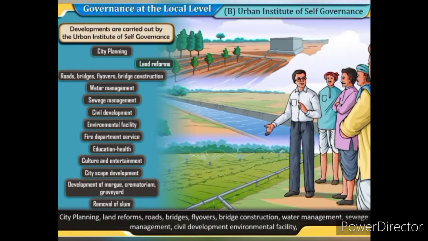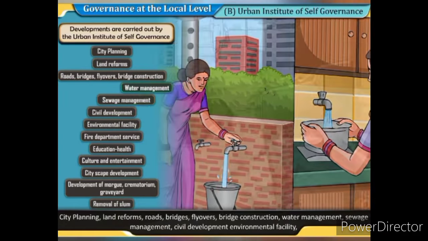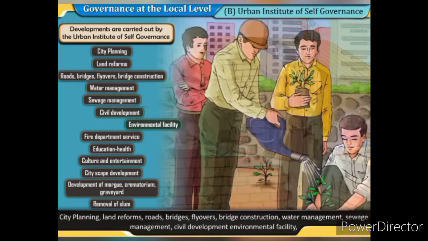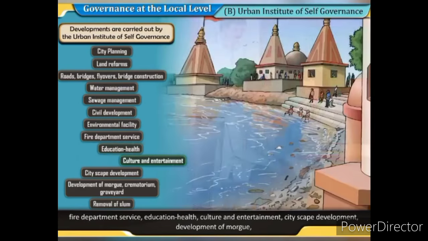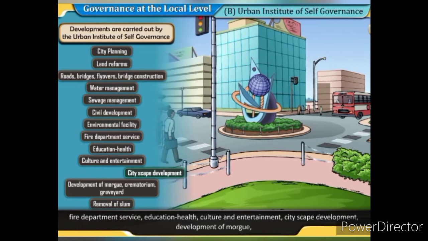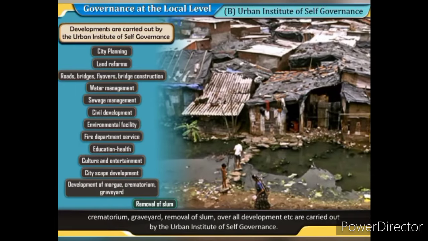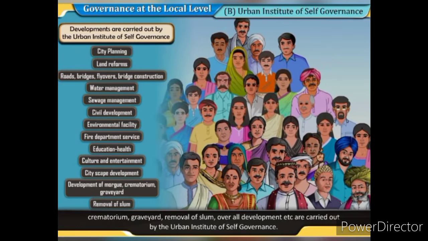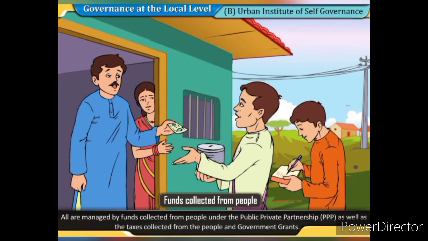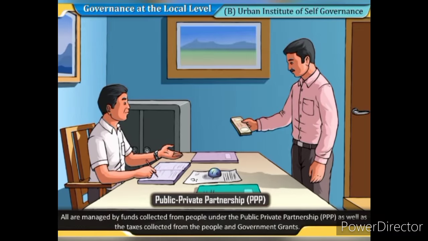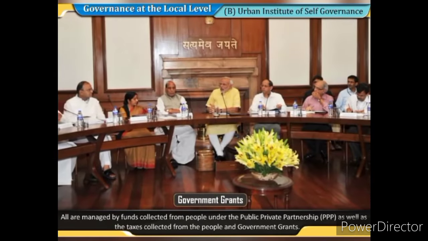City planning, land reforms, roads, bridges, flyovers, water management, sewage management, civil development, environmental facility, fire department service, education, health, culture and entertainment, cityscape development, development of morgue, crematorium, graveyard, removal of slums, overall development, etc. are carried out by the Urban Institute of Self-Governance. All are managed by funds collected from people under the Public-Private Partnership, PPP, as well as the taxes collected from the people and government grants.